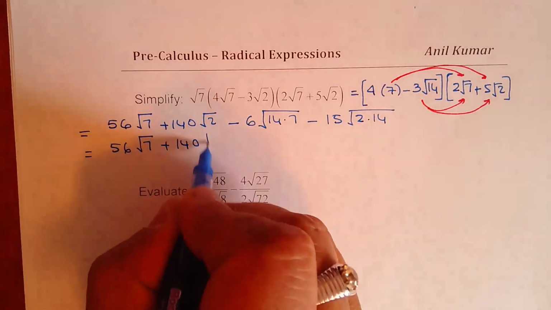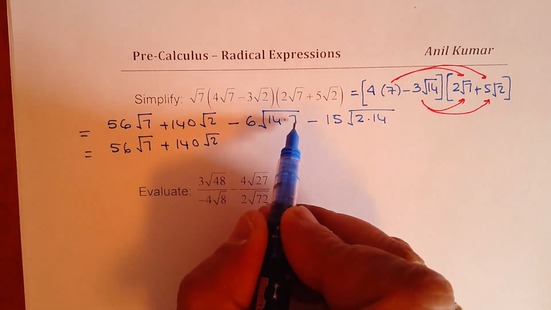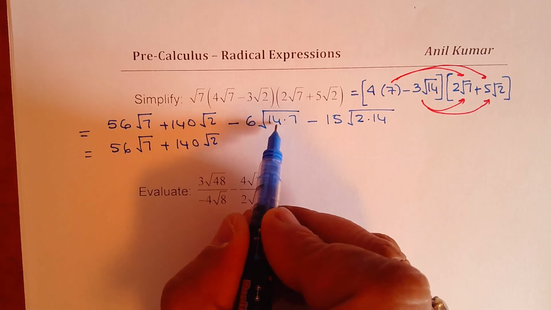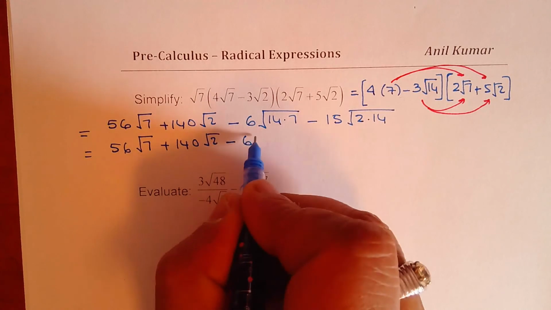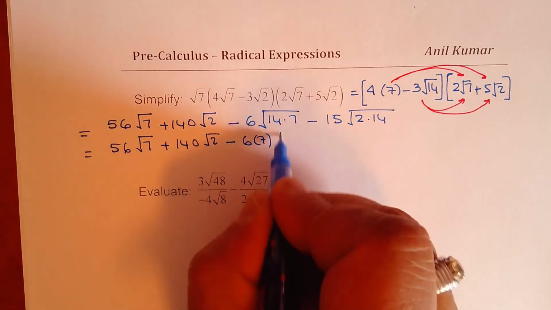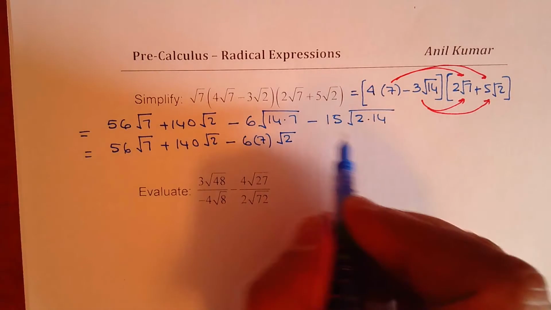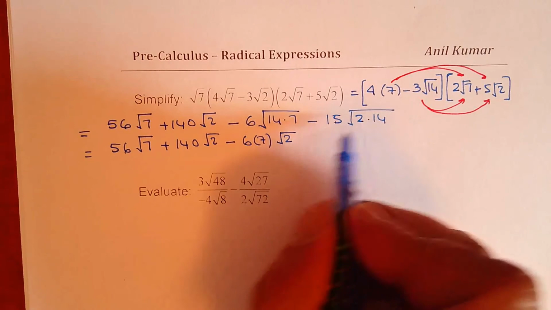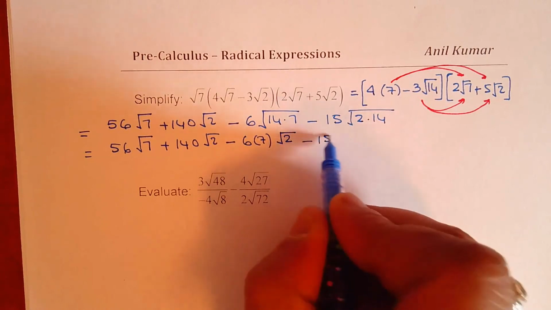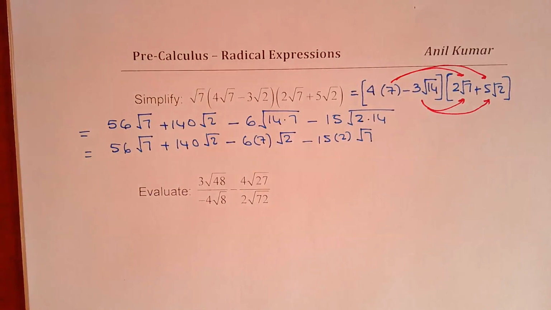140 square root 2. 14 is 7 times 2, right? 14 is 7 times 2. So 7 and 7 is 49. We can bring down 7 outside. So we get 6 times 7 within square root of 2. Now here again we could write 14 as 7 times 2, bringing 2 out. So we get 15 times 2 within bracket 7. Do you get this? Alright.